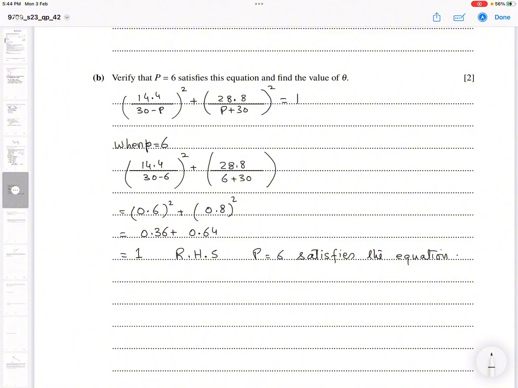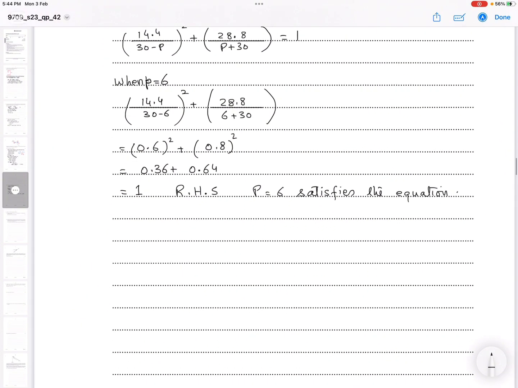Now in the second part he said find the value of theta. So you can pick sine theta or you can also pick cos theta. I'm going to pick sine theta from part A, which was sine theta is equal to 14.4 over 30 minus P. I got the value of P, which I'm going to place here: 14.4 over 30 minus 6. If you solve this fraction, you will get 0.6.